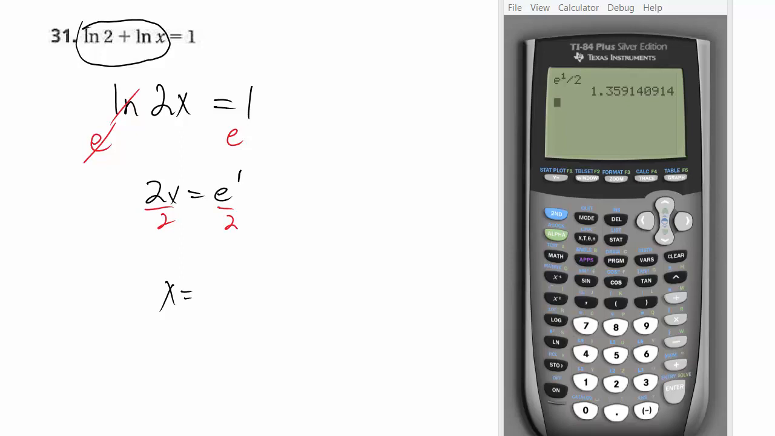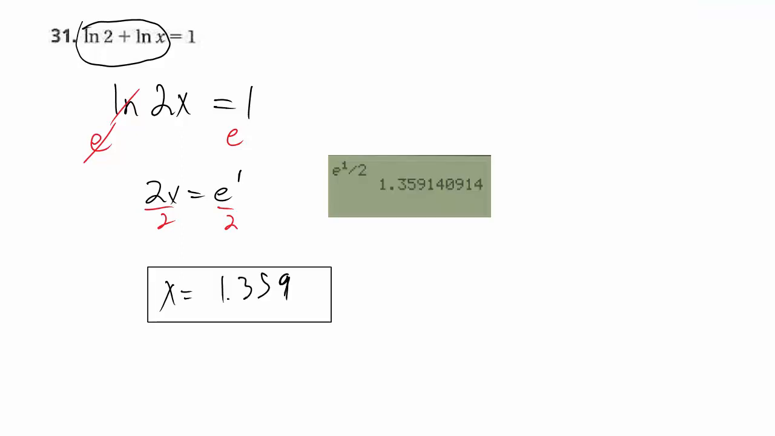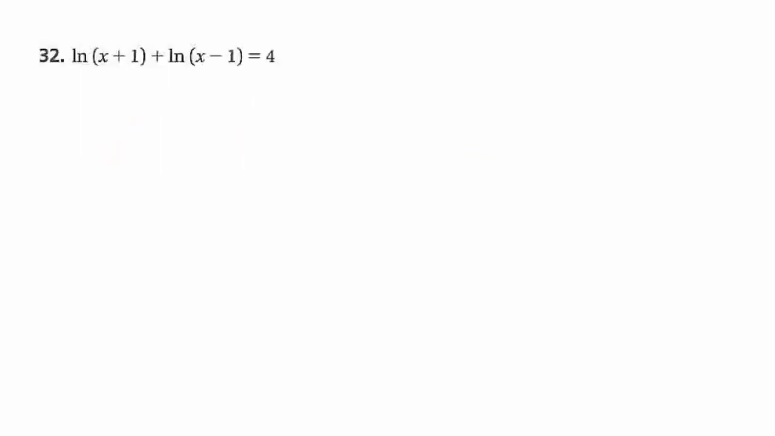So the most important part is that you understand how to rewrite this before you can even start this. For number 32, we're going to apply that same property we did last time. Log of a plus log of b is equal to log of a times b. So we're going to take this x plus 1 and this x minus 1 and put it all inside of one log, set that equal to 4.